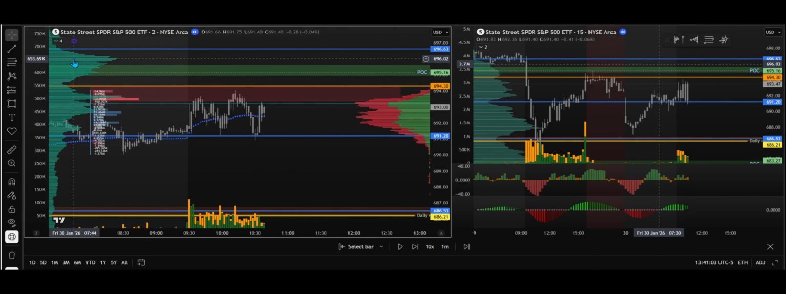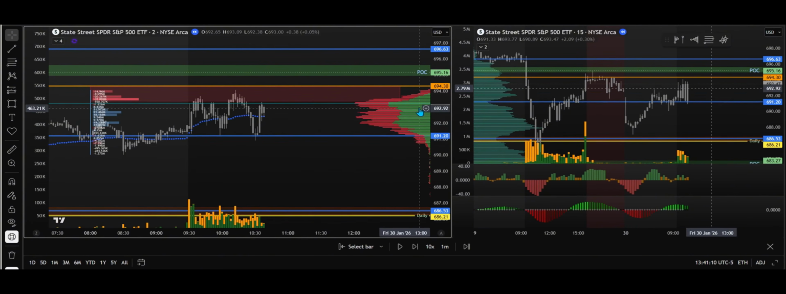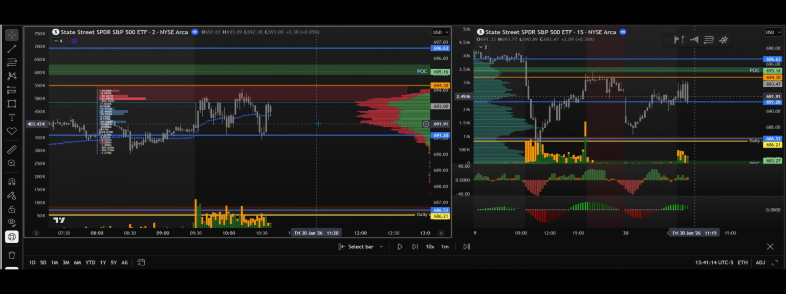I just want to let you guys know, I could probably take this one off. This is the volume profile of the week. And on the right hand side, this is the volume profile of just today's session. What can we say about the volume profile? It's pretty evenly distributed. We call this a D-shaped volume profile. It's typical of a ranging market.